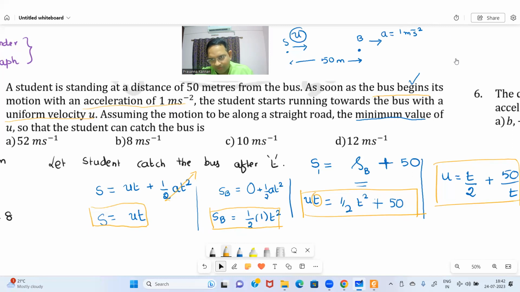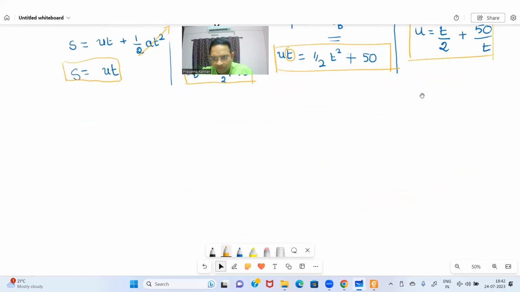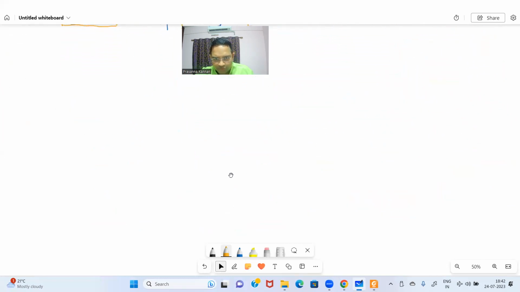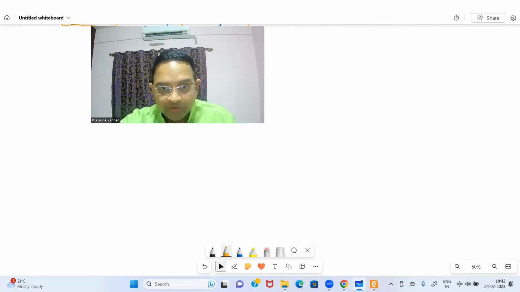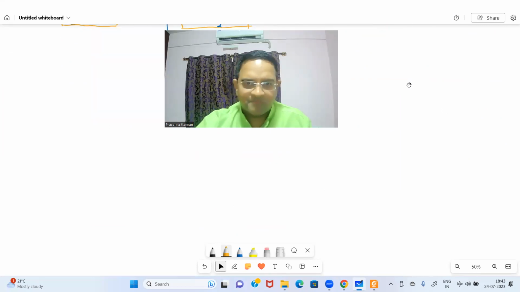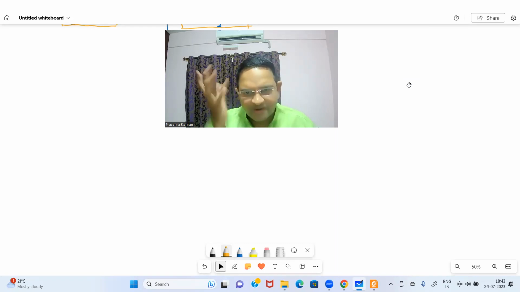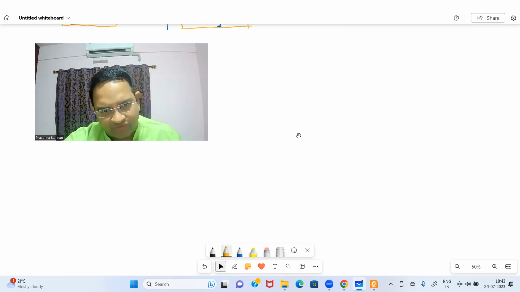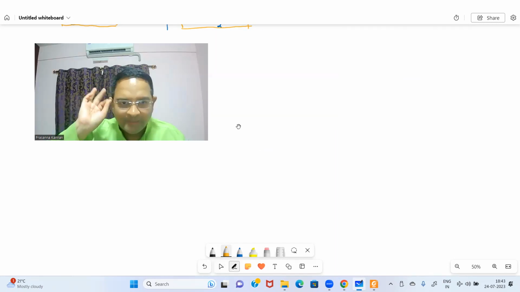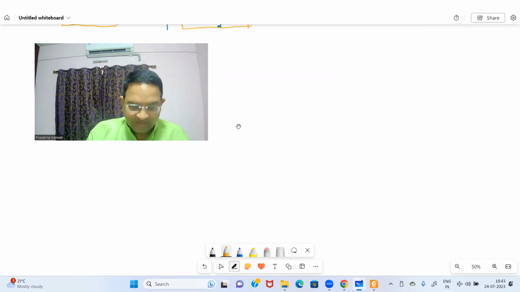Okay, excellent. Now we are going to get into something which is new for you, to answer this final part of the question. See here, we are having one equation, but two unknown variables. u is unknown and t is also unknown, correct? But we are not required to find different velocities. We are required to find only the minimum velocity.